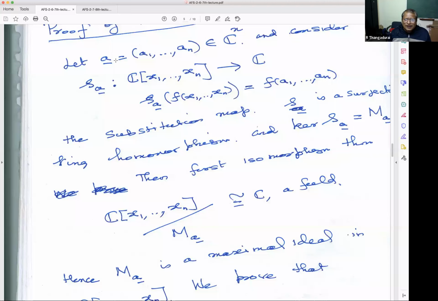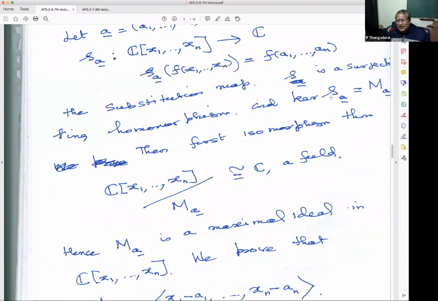Given a point (a1, a2, ..., an), n coordinates, each one a complex number, we consider the substitution map from the polynomial ring in n variables to the complex numbers C. The substitution map is a surjective ring homomorphism, and the kernel is an ideal. We call it M_a, corresponding to that point a.